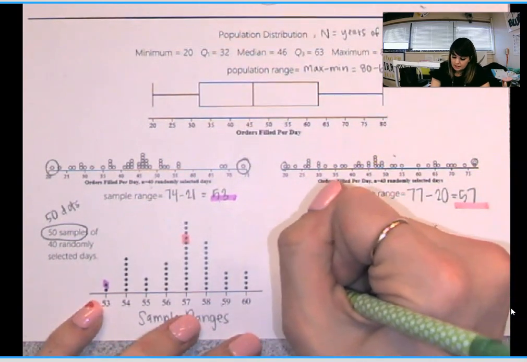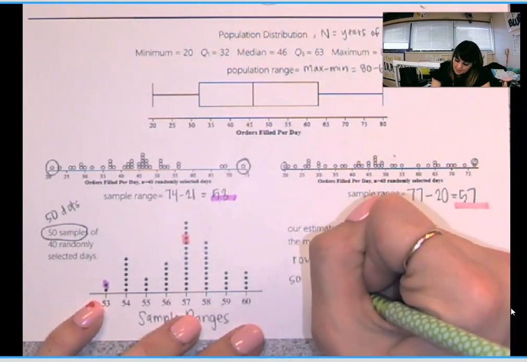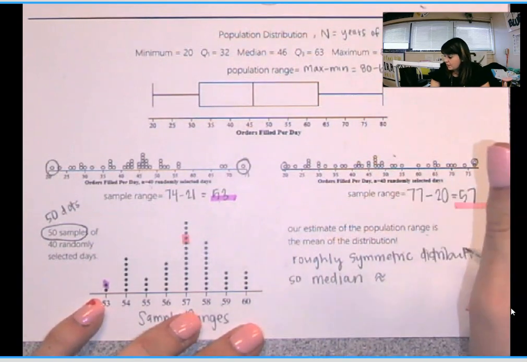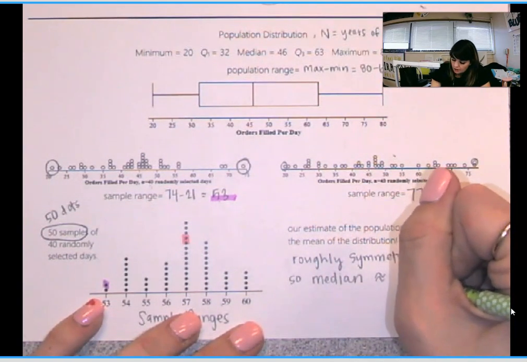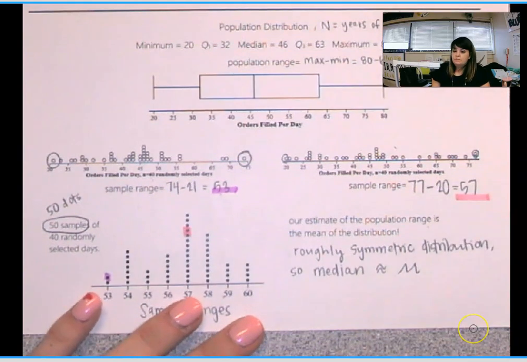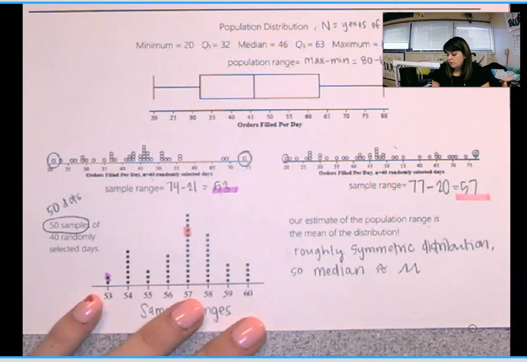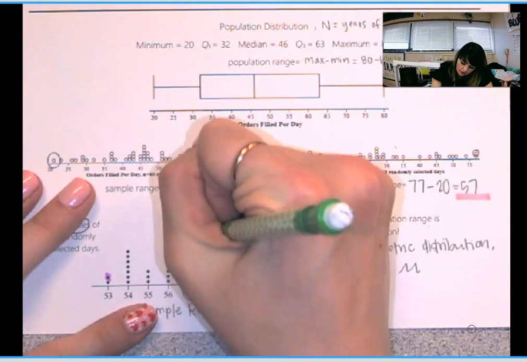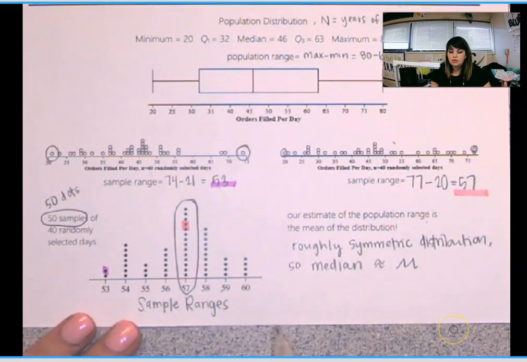Which means that our median is approximately equal to our mean. So what we are going to use as our estimate of the population range is the median of this distribution, which is 57.